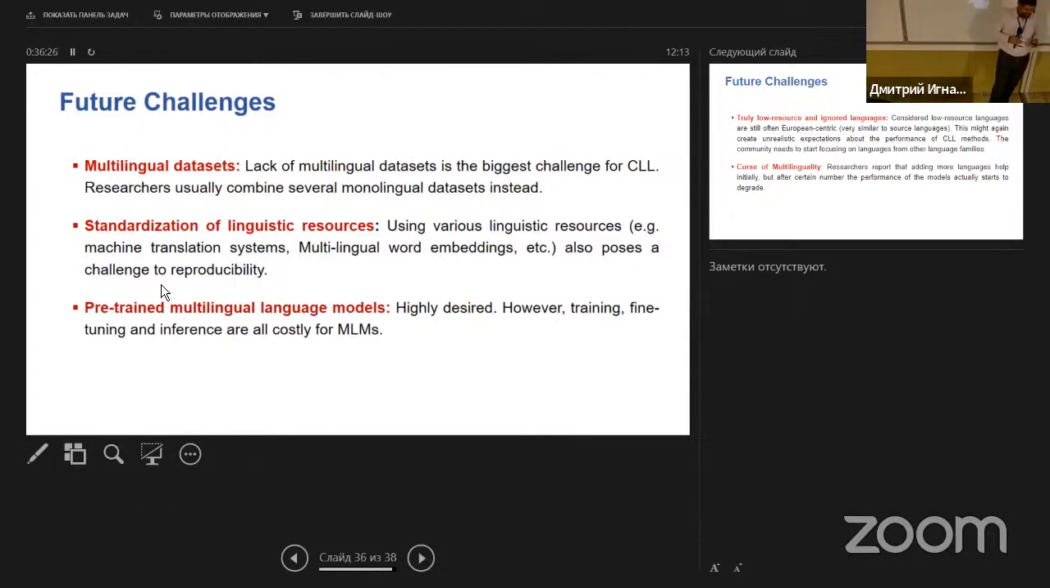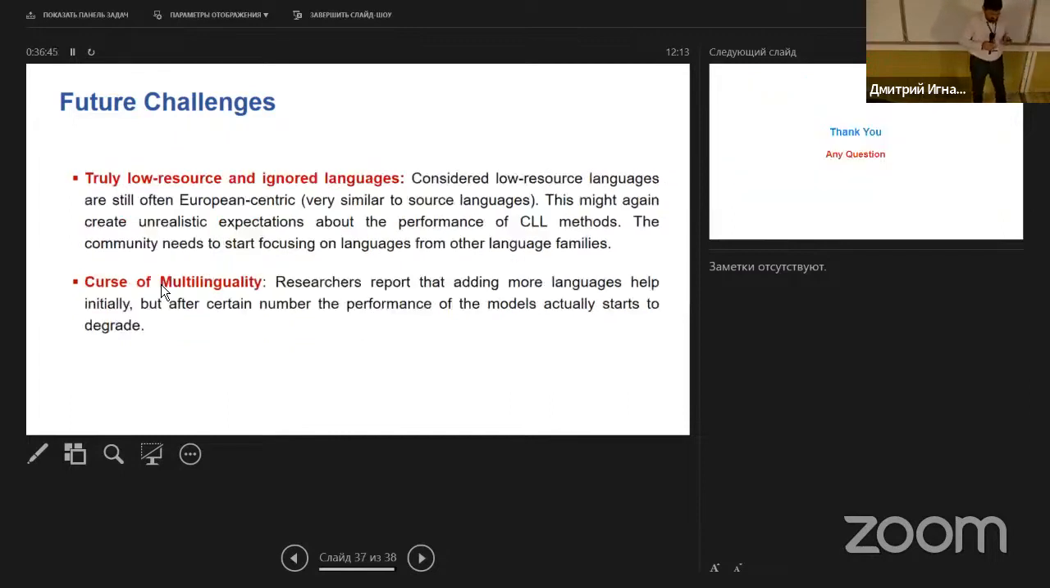Pre-trained multilingual language models. On this topic, people are already working, but it is still highly desired to design a multilingual language model that is trained on multiple languages. And the last point, we need to identify the truly under-resourced languages, because in the research community there is a bias that they still consider the European-centric languages as the under-resourced languages. That is the issue.